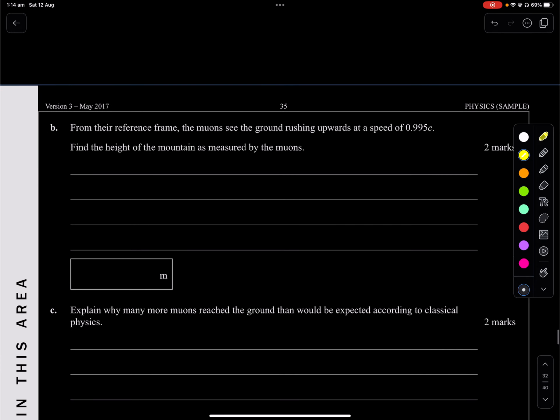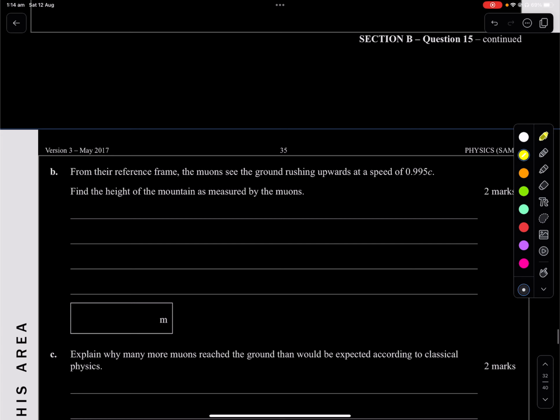Okay. From their frame of reference, the muons see the ground rushing upwards at a speed of this. Find the height of the mountain as measured by the muon. So the muons, when they're falling, are experiencing what we call length contraction. So the length is contracting. We know the formula for length contraction is L equals proper L over gamma.